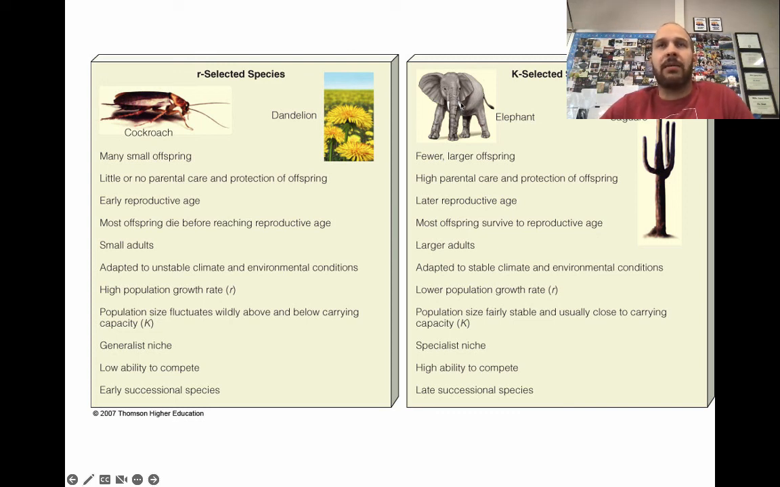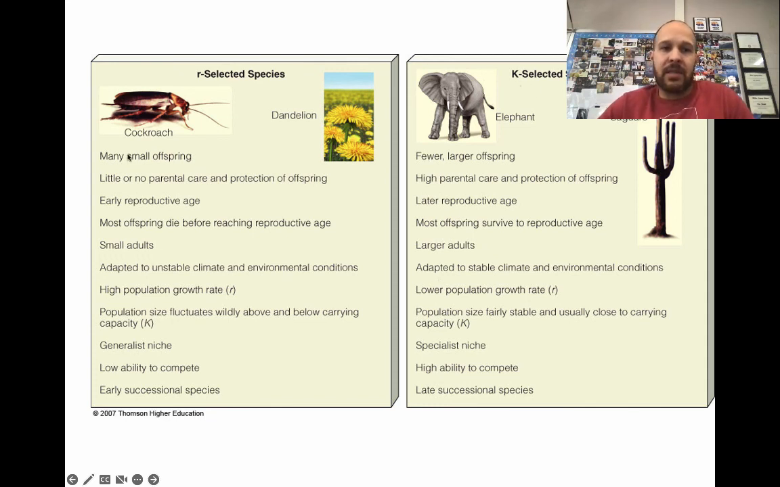I want to say 100%, but I don't want to say 100%. I would say 99.9% of all endangered species are K-selected because they don't reproduce very quickly. Anything that is endangered is endangered because they don't reproduce very easily. So these are more of your endangered species.